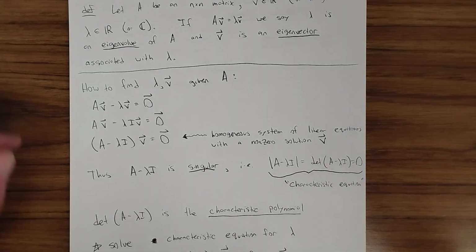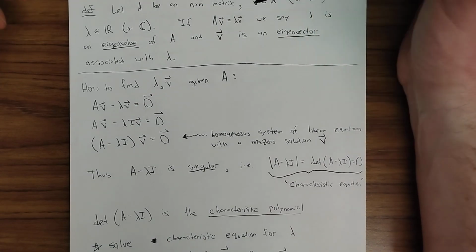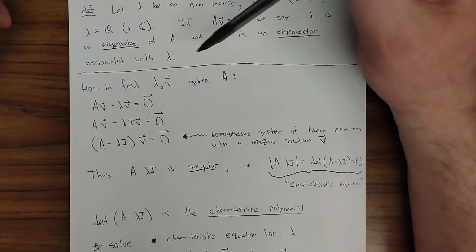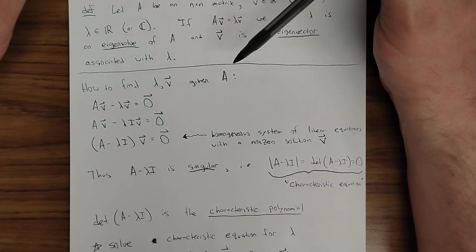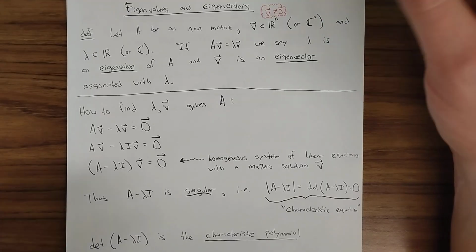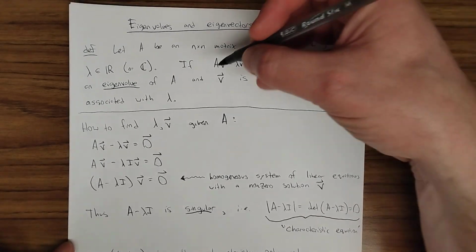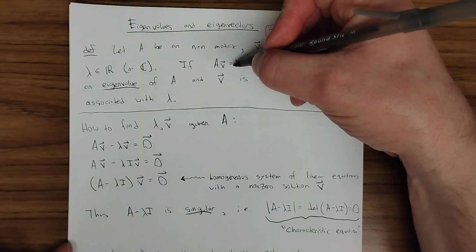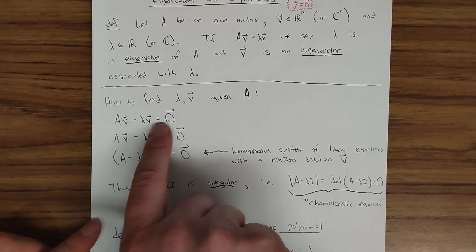How can we find such things? I'm going to give you a matrix A and expect you to find lambdas and V's that go with that A. So here's the procedure. Well, I'm going to give you why the procedure works first, and then I'll give you the procedure. So here's the equation we're trying to solve, and I'm just going to subtract this over to the left and get this.